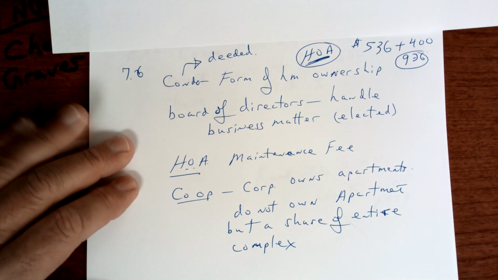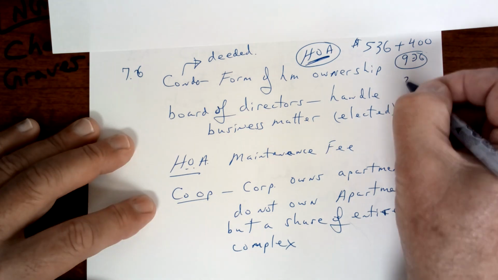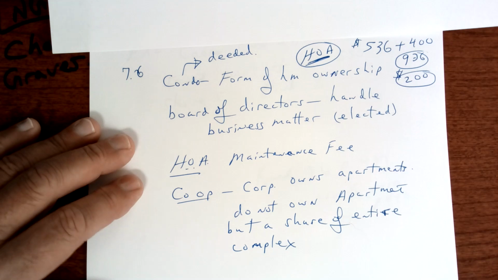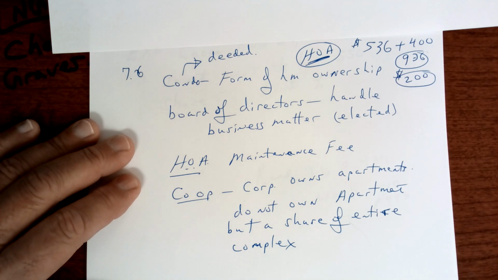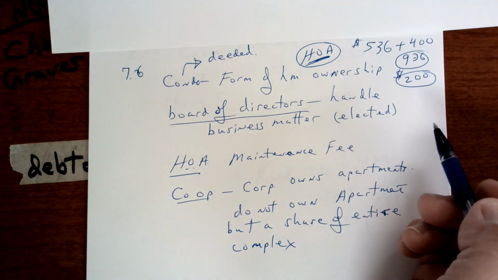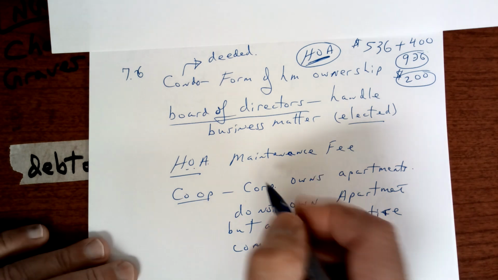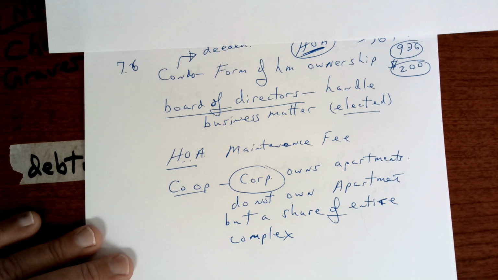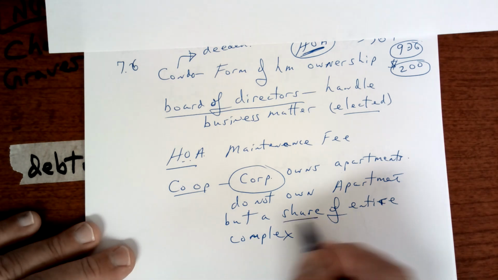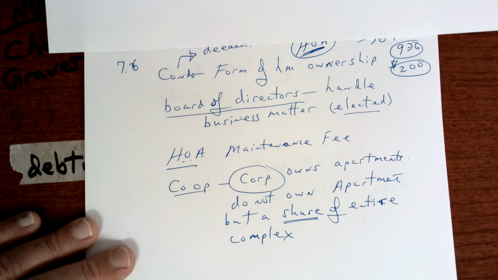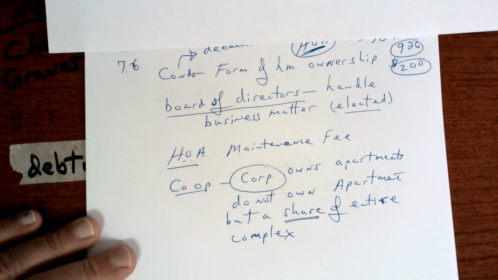What is a reasonable HOA? I wouldn't pay more than $200, or I would try to buy a house or something. Okay? Board of directors. Those are people that are elected and they handle the business matters, things that need to be done. And again, HOA is a maintenance fee. A co-op is a corporation that owns the whole apartment complex. So when you buy into a co-op, you don't own the apartment, but you own a share, okay? A share of the entire complex. So I would stay away from a co-op.